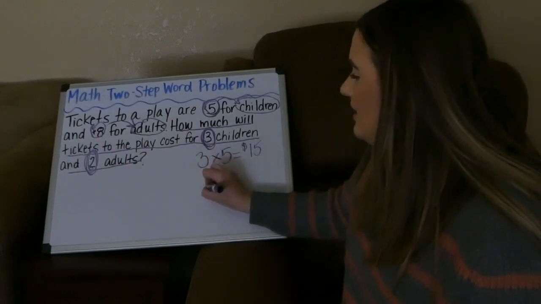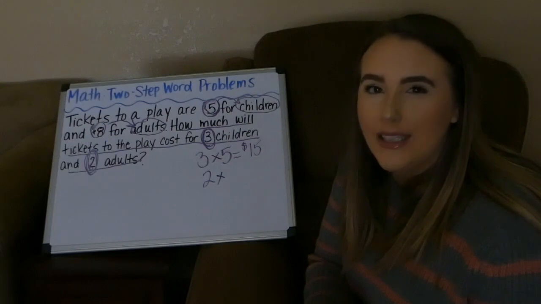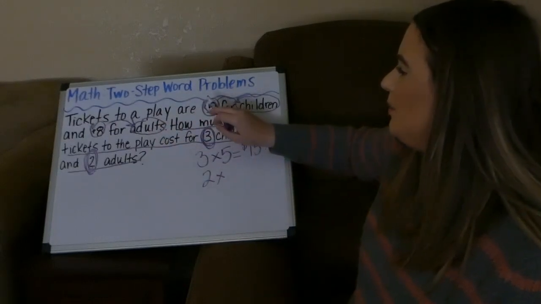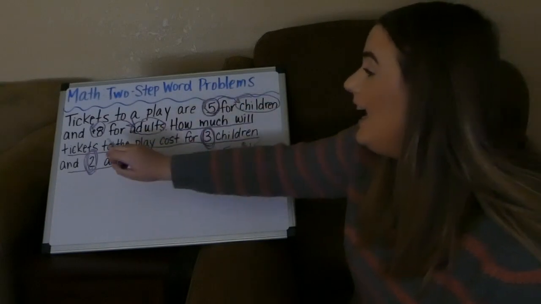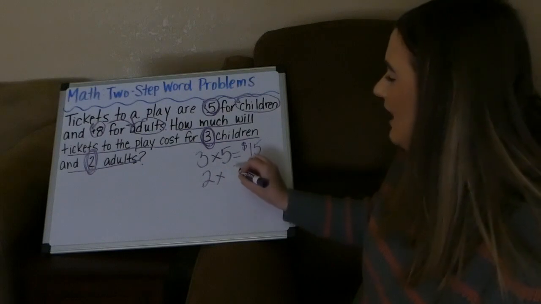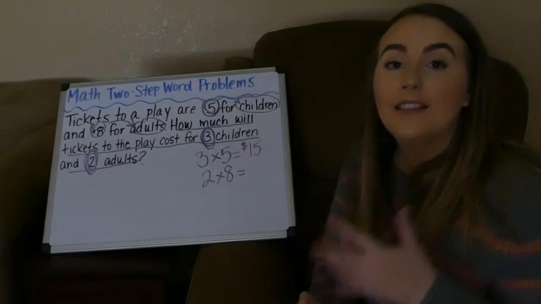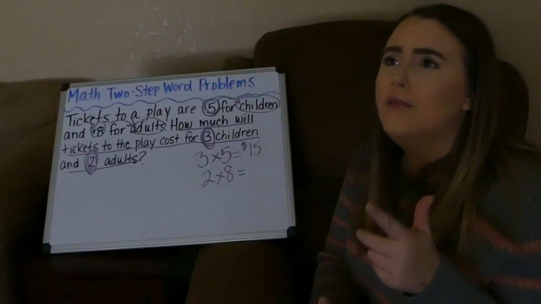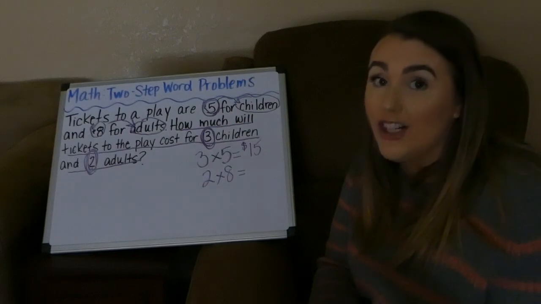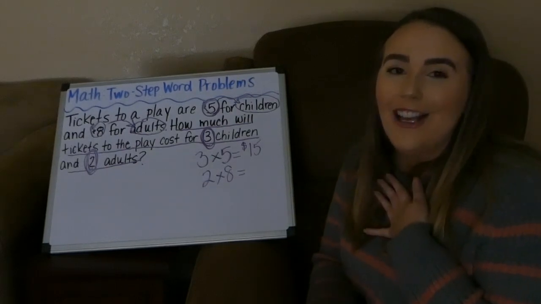So we have 2 tickets for the adults, and how much are each adult ticket? Let's see. Tickets to a play are $5 for children and $8 for adults. So 2 times 8. Once again, arrays, equal groups, manipulatives, draw a picture, tons of different strategies, but I am going to do my song.